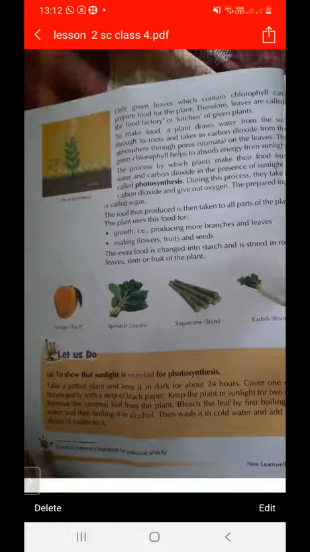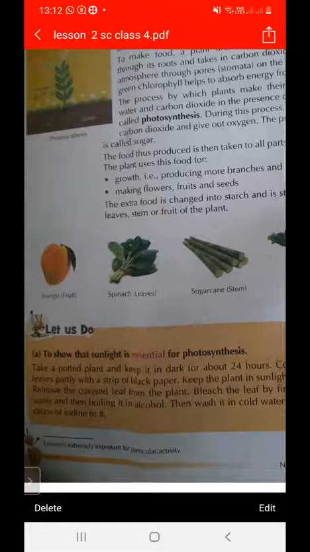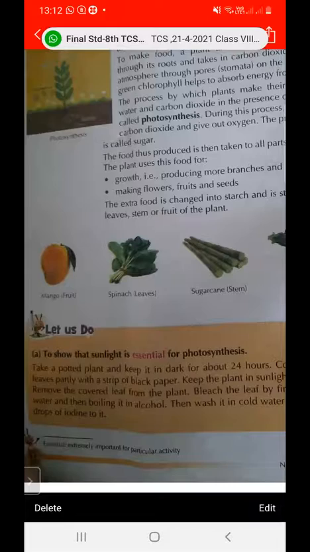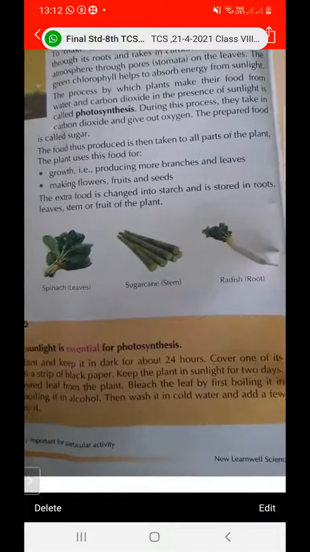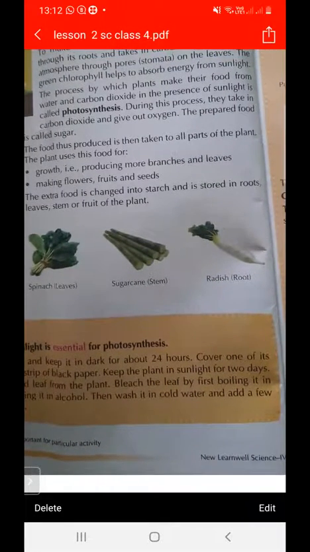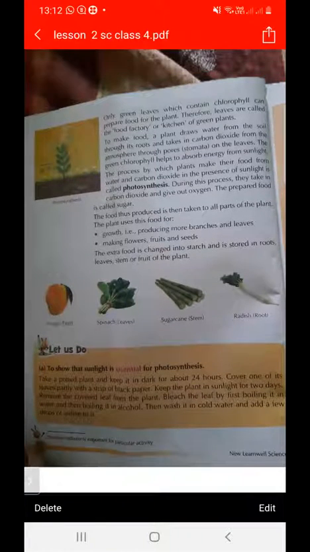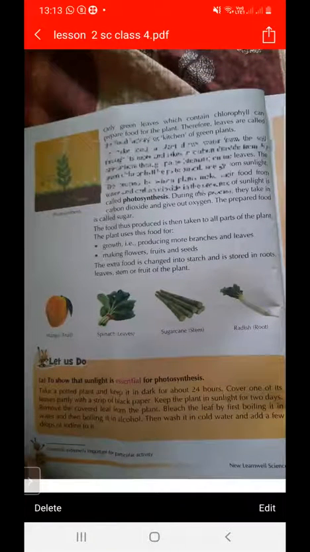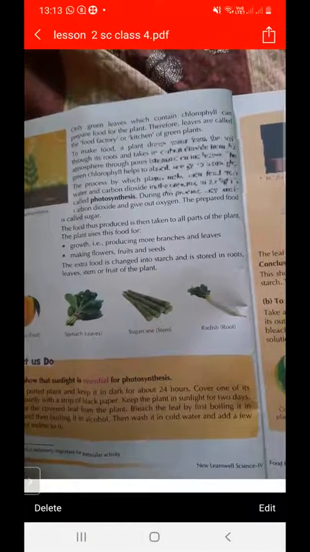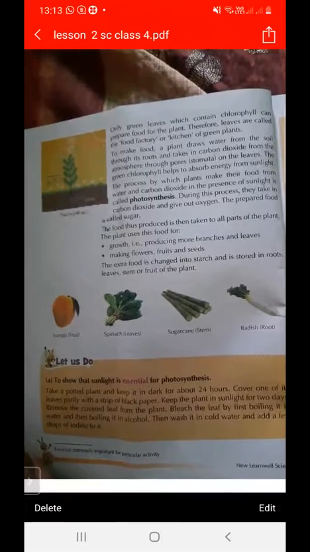For proving this, we require a plant. Firstly, we will take a potted plant. The plant which is grown in a pot is called a potted plant, and we keep the potted plant in the dark for about 24 hours. Cover one of its leaves partially with a strip of black paper. Keep the plant upright for 2 days. Remove the covered leaf from the plant.